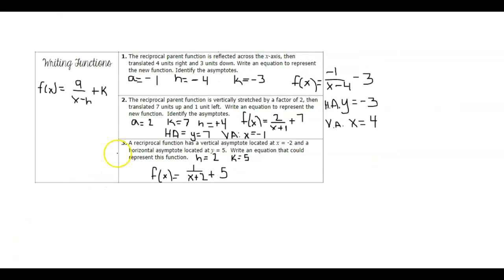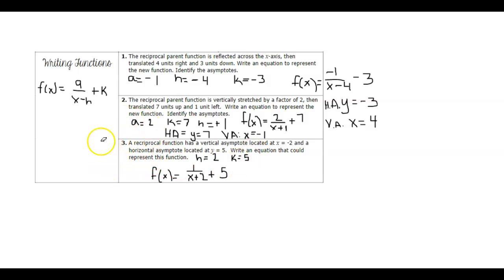All right, how did you do? If I look at number 2 and the information that they give us, I can tell that a has to be 2, k is 7, h is positive 4. So when I write my function, I have f(x) equals 2, or I'm sorry, h is not positive 4. That is a mistake. h is positive 1. So when I write my function, I have f(x) equals 2 over x plus 1, plus 7. My horizontal asymptote is at y equals 7, and my vertical asymptote is at x equals negative 1.